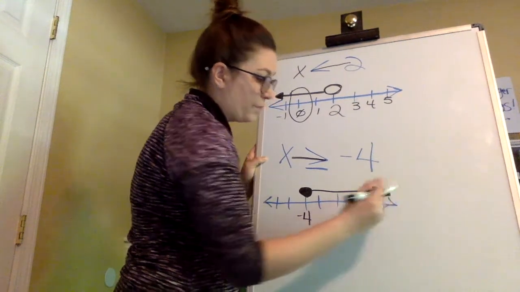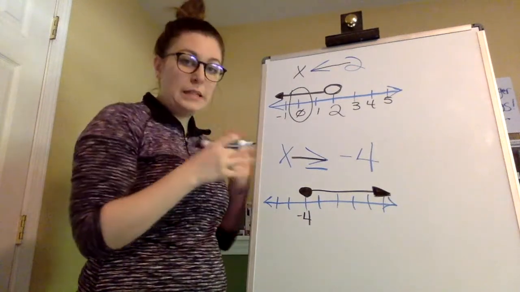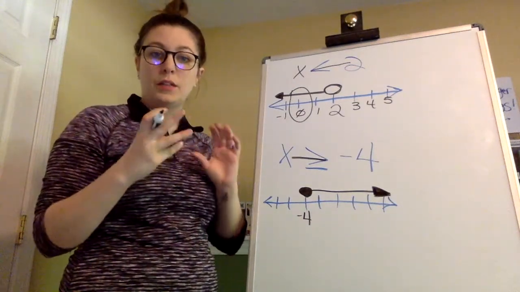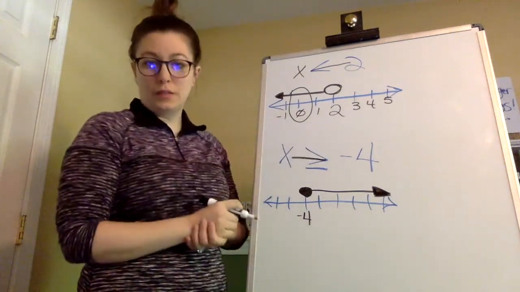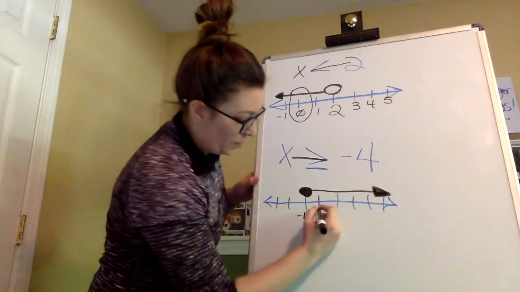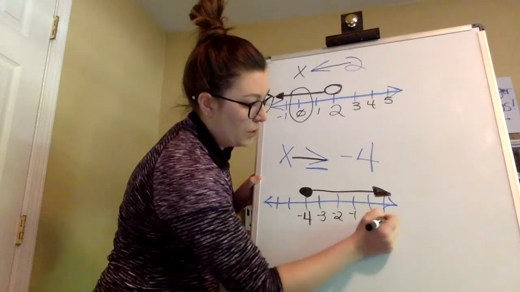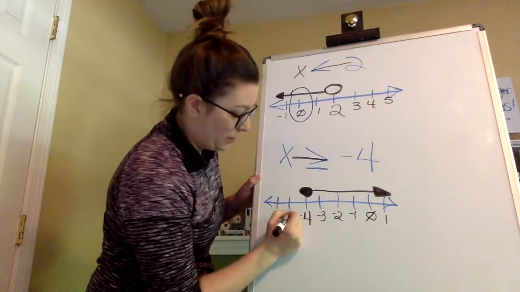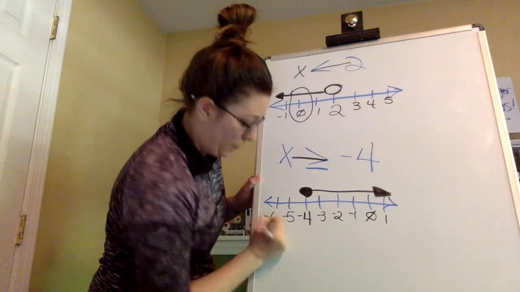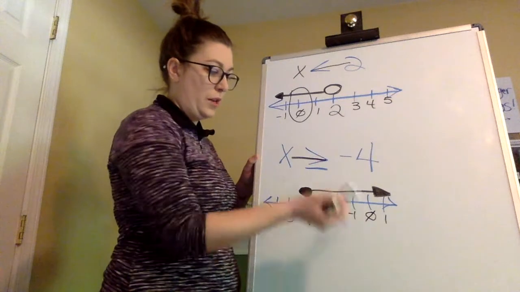This is part of the solution set, which is a term that means a set of numbers that could be a solution to one of these inequalities. So I'm going to fill in my numbers here. So -4, -3, -2, -1, 0, 1. Going backwards, -5, -6. Okay, so I can choose any number on here.